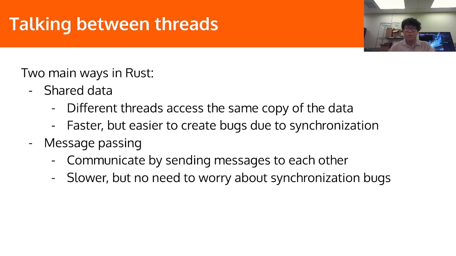But today, we're going to talk about the other way to communicate between threads in Rust, and this other way is called message passing. It's literally communicating by sending messages to each other. So a thread can send messages to another thread. This is slower, but you have fewer problems with synchronization, and it's less likely to create synchronization bugs.